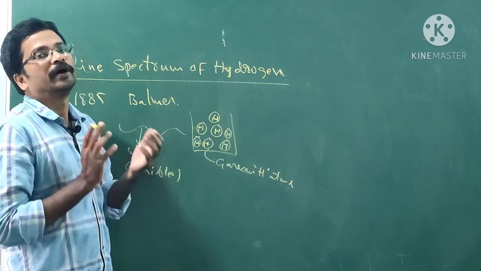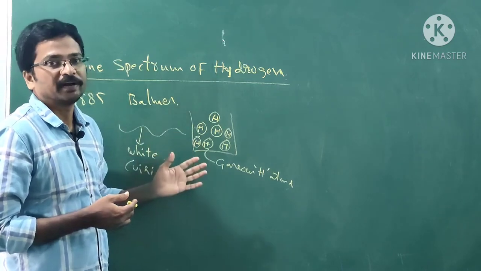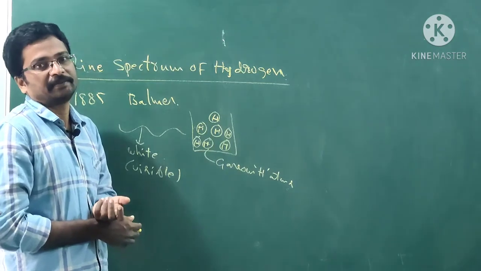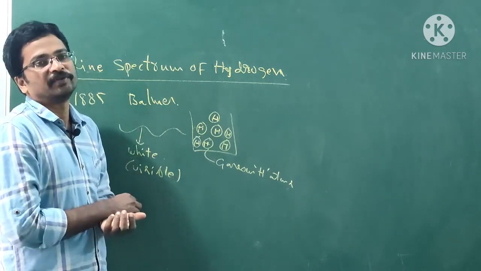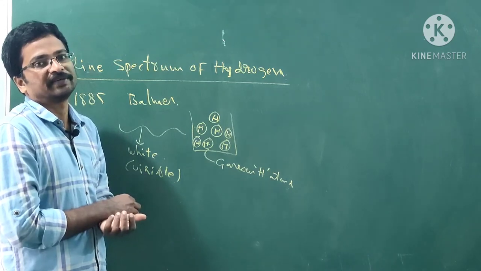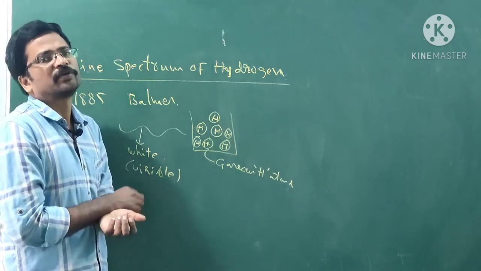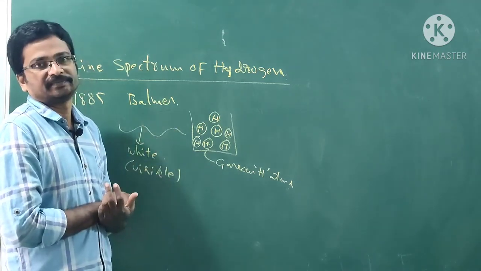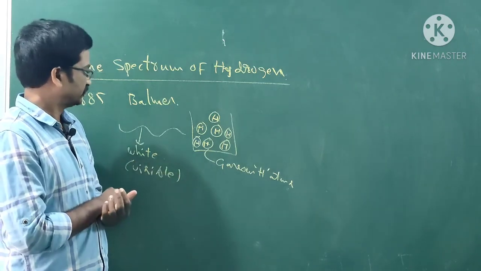How can he explain the absorption spectra and emission spectra with respect to the equation given by Rydberg? Rydberg is the scientist who gave one equation: wave number is equal to 109,677 into [1/n1² minus 1/n2²] cm⁻¹. Using that equation he can explain his experiment.